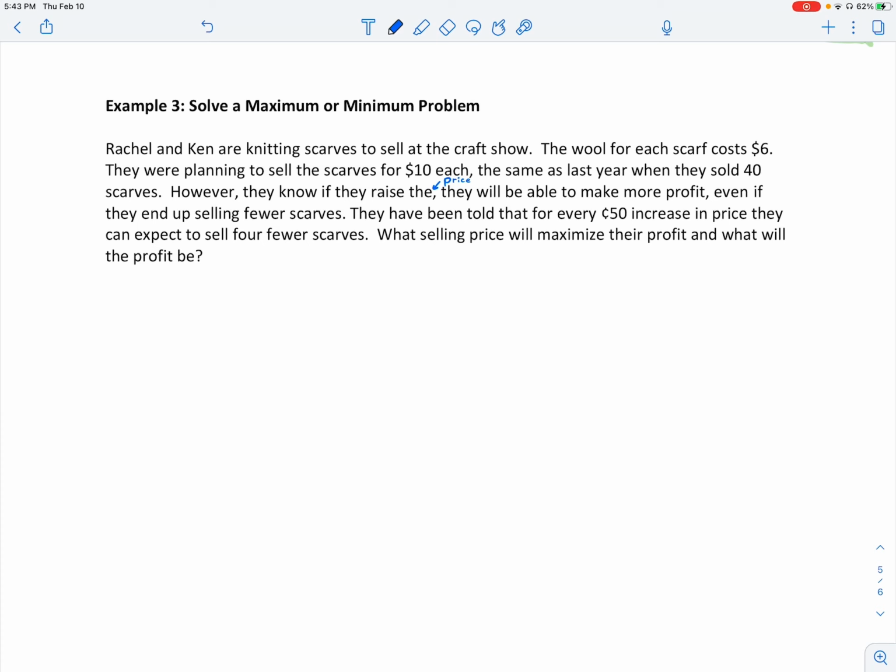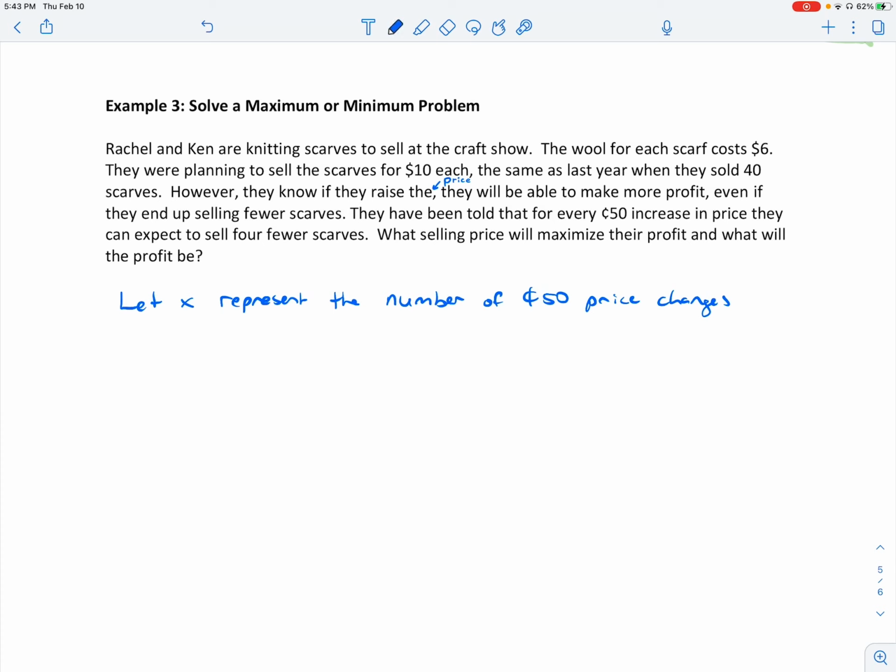So let's begin by introducing a variable x, and we'll let it represent the number of 50-cent price changes. So if x is 1, that would mean 1 50-cent increase in the price. If x was 2, then we would have 2 50-cent price increases, and that would be a dollar increase. So you kind of get the idea from that.